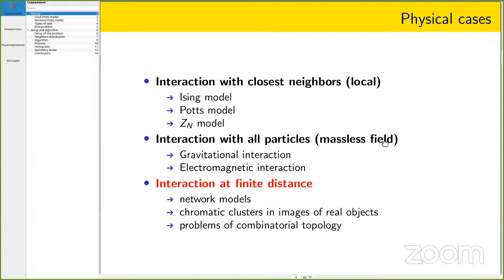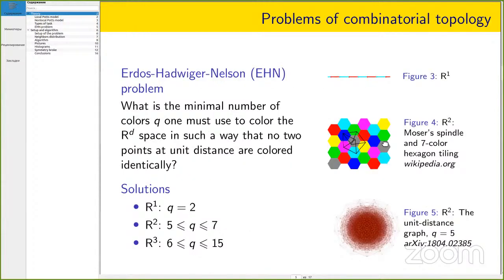Also, interaction at finite distance occurs in problems of image processing, and it's very relevant in problems of combinatorial topology. And one of these problems I want to discuss a little bit more. It's a pretty famous problem of Erdős, Hadwiger and Nelson, and it asks what is the minimal number of colors one must use to color the space in such a way that no two points at unit distance are colored identically. For a line, the answer is trivial.